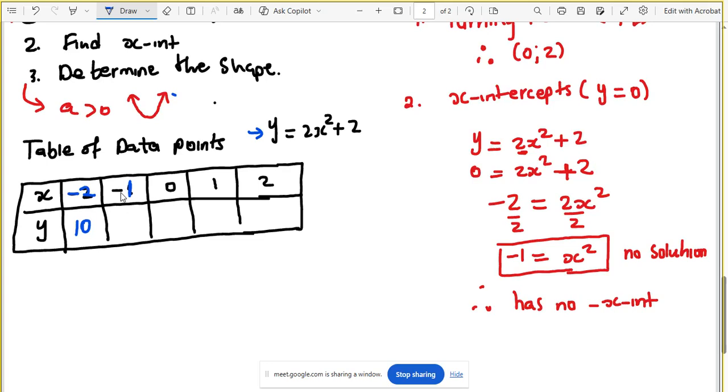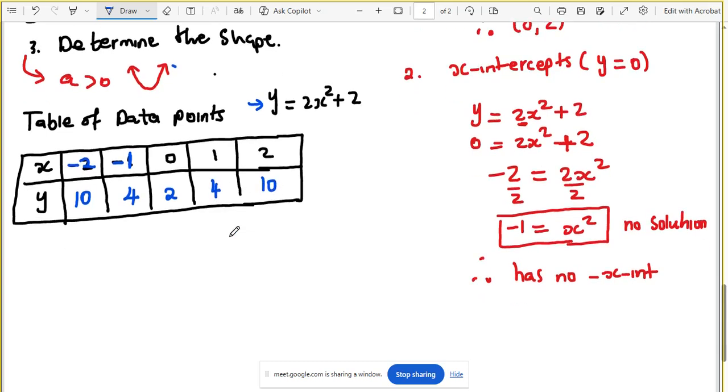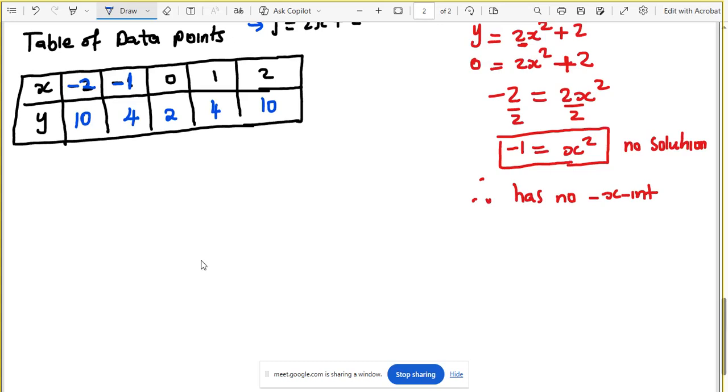Try for -1. You got 4. Wonderful. Then for 0 it's just 2, right? For 1, it's 4. When you put 2, you get 10. So now this is where you're going to start and draw your graph, okay? Yes. So this is your graph.